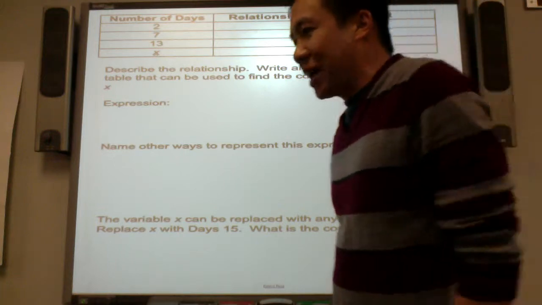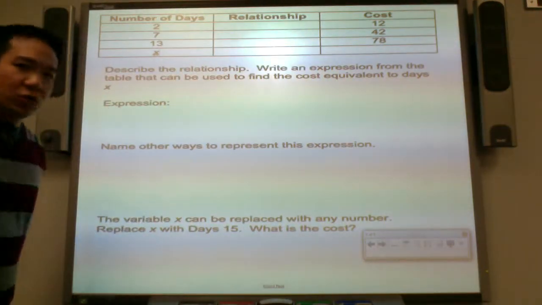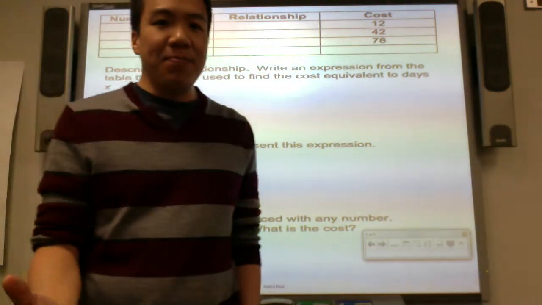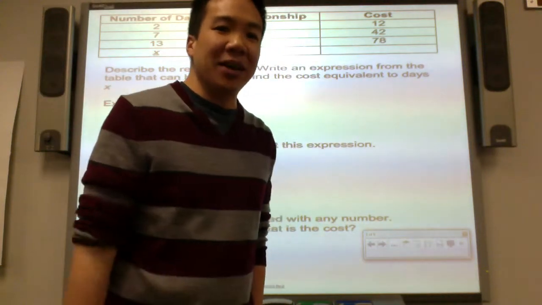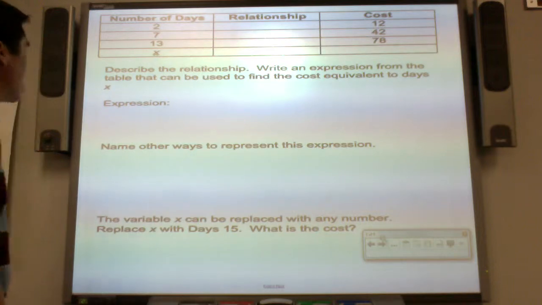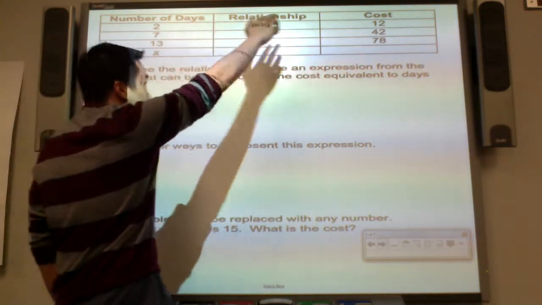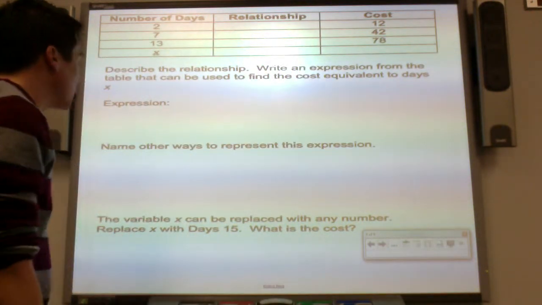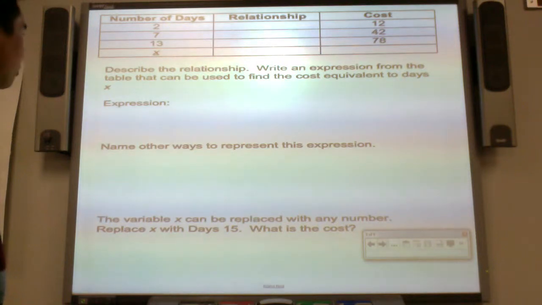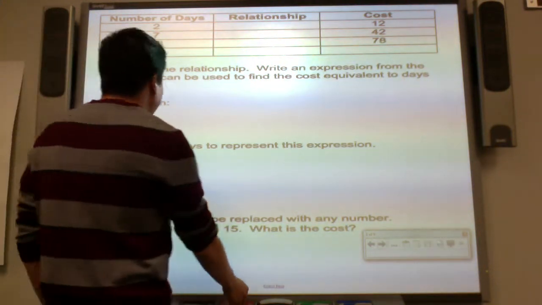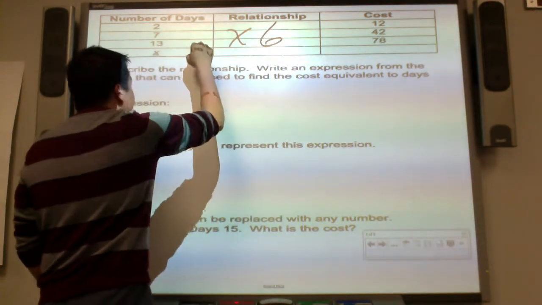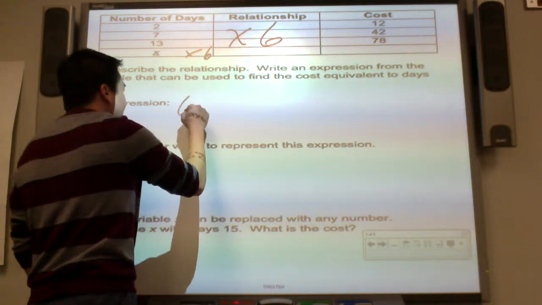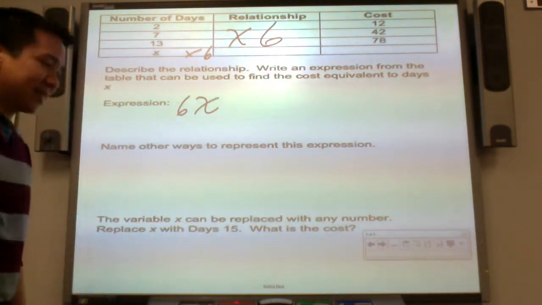So, let's practice that. Let's go back to what we remember about dependent and independent variables, about finding the relationship inside a table. So these are the number of days, and these are the costs. What is the relationship? Write an expression from the table that can be used to find the cost equivalent to days x. I see the relationship is times 6. So the expression is 6x.